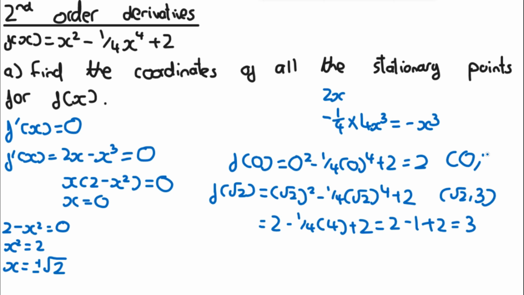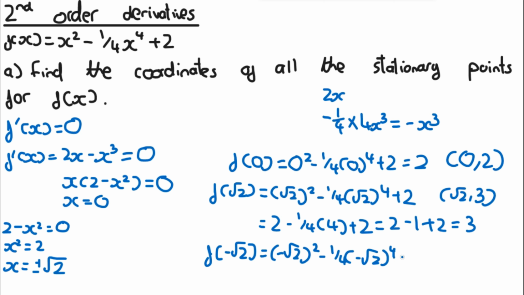So that means that this coordinate is going to be root 2, 3, and this coordinate is going to be 0, 2. And then f of minus root 2 is equal to minus root 2 squared minus a quarter minus root 2 to the power of 4 plus 2, which is also just going to be equal to 3 because you've got 2 and 4 as the powers. And whenever you do a positive or a minus of the same number to the power of 2 and power of 4, it's just going to be the same number. So therefore the other coordinate is going to be minus root 2, 3. And that's the final answer. The three coordinates of the stationary points are 0, 2, root 2, 3, and minus root 2, 3.